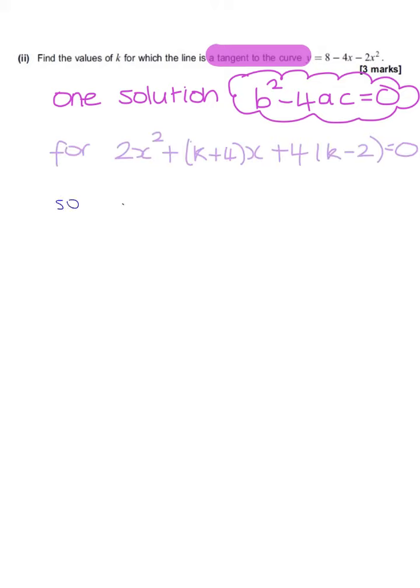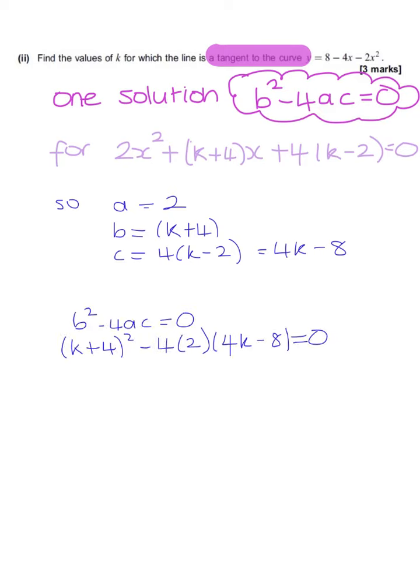So a is equal to 2, the coefficient of x squared. B is the coefficient of x, so k plus 4, and c is everything else, so 4k minus 2, which we can expand to 4k minus 8. We can now sub this into b squared minus 4ac equals 0. K plus 4 all squared we can write as k plus 4 times k plus 4.